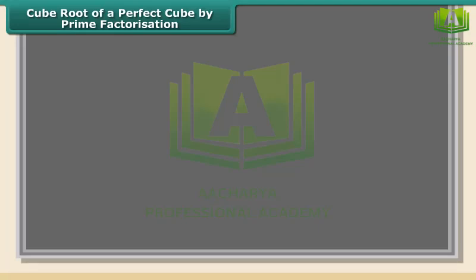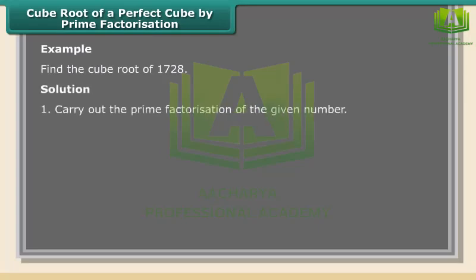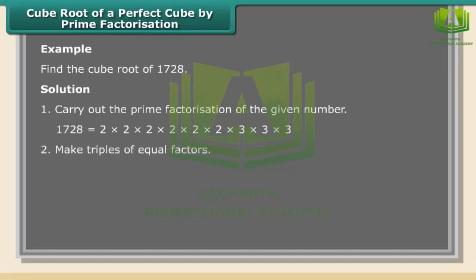Cube root of a perfect cube by prime factorization. Example: find the cube root of 1728. Solution: carry out the prime factorization of the given number. 1728 = 2 × 2 × 2 × 2 × 2 × 2 × 3 × 3 × 3. Make triples of equal factors: (2 × 2 × 2) × (2 × 2 × 2) × (3 × 3 × 3).